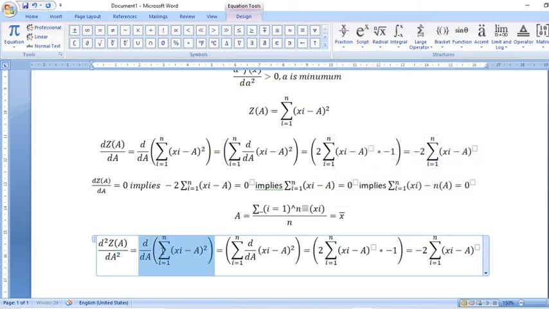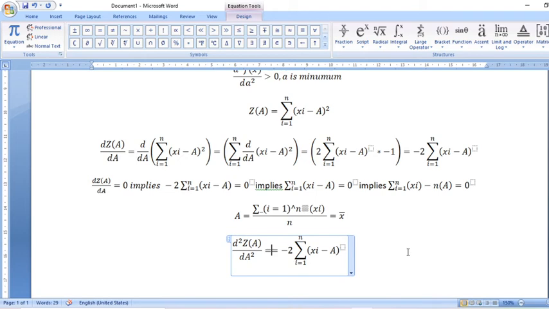Square will be... we need not consider all these terms. We need only consider this one because we have the simplified form. So what will be the second derivative?